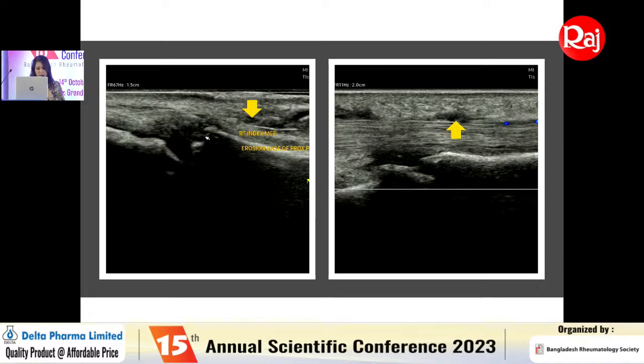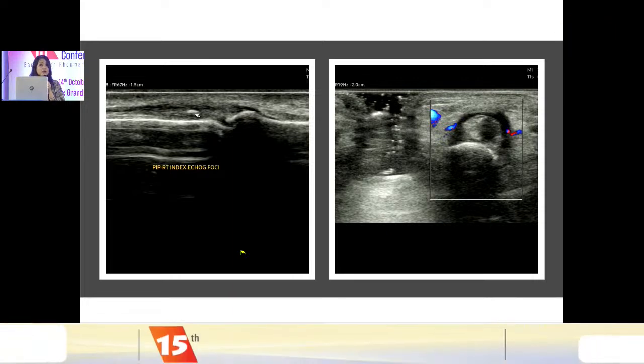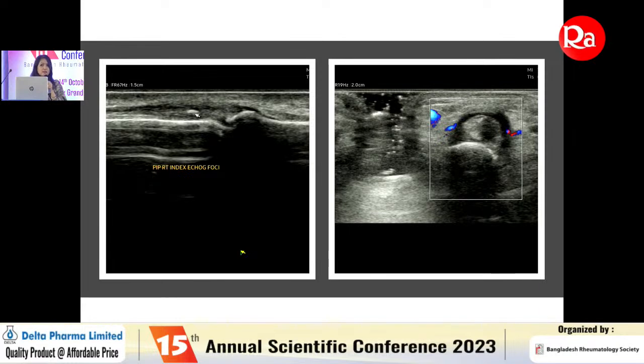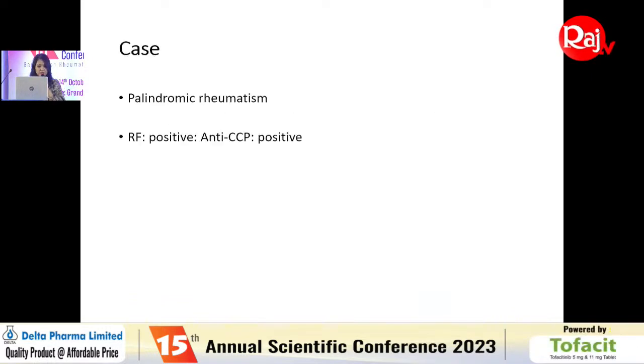So when we did the ultrasound, we found that the patient has synovial proliferation in PIP joints, and you can see tenosynovial inflammation, indicated by the arrow, and flexor tenosynovitis as well. And she has no history of psoriasis. In this image of the left hand, you can see in the PIP joint there is calcification in the extensor tendon, which indicates extensor tenosynovitis, and extensor carpi ulnaris tenosynovitis as well. So we can say that the patient might have psoriatic arthritis, as the tenosynovitis is more than synovitis. So now we can see how ultrasound changed the concept of the diagnosis.